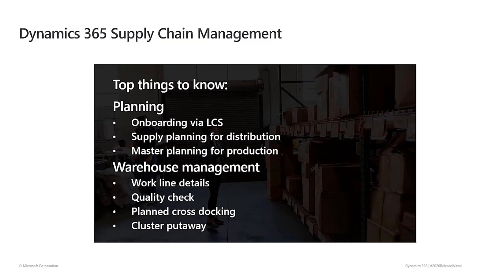The new work line details form that provides additional overview of work lines for warehouse management teams. Inbound quality checks so you can decide whether to run a full quality review. Plan cross-docking so you can save the time, labor, and space required to put away inbound items that are needed in outbound. And finally, user-directed and system-directed clustering to save the time and labor moving items.